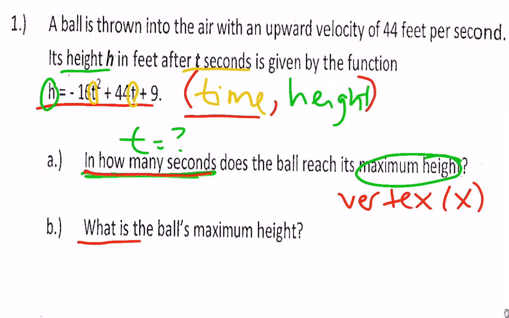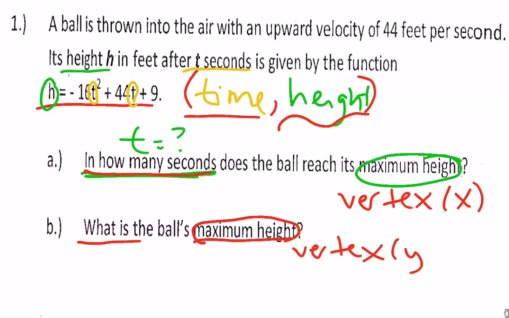Look at the second part of the question. What is the ball's maximum height? Once again, we have maximum height. That's telling me that I'm looking at my vertex. But now it doesn't care about the time, it cares about the actual height. So for number 1, all I'm going to have to do on my calculator is find my vertex, and for part A, write down my X value, and for part B, write down my Y value.